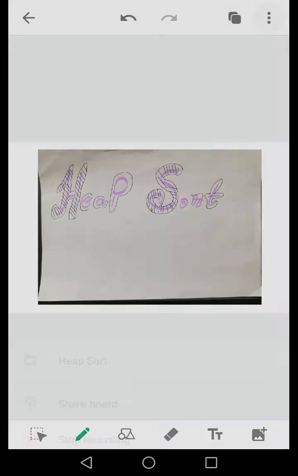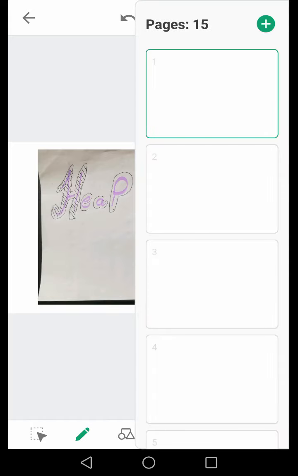Everybody, myself Nidhi Joshi, and in today's session I am going to discuss what a heap sort is. Particularly in my section I am going to discuss first what a heap is and how to construct a heap, and after that how we perform heap sorting, that we will see. So let us start with our first topic.